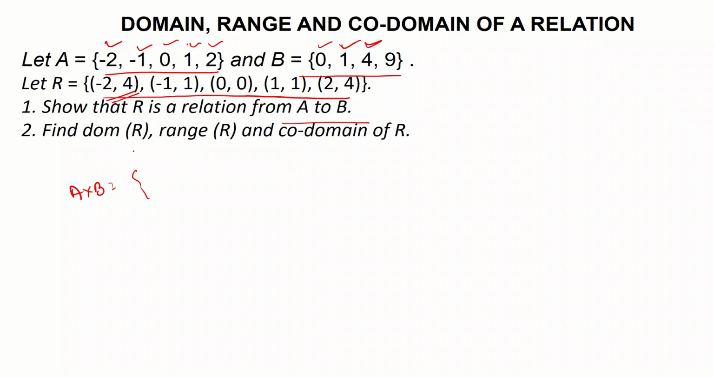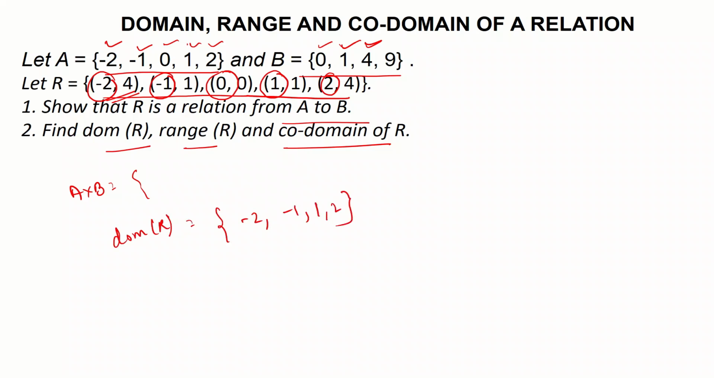Now we have to find out the domain, range and codomain of R. Okay, so let me define what a domain is. Domain is the set of all these first numbers that you find in these pairs. This is the domain of R. You forget about A and B now. You have an R, you take only the first elements that are there. So the domain of R are only the first elements of ordered pairs. So minus 2, minus 1, 1 and 2. This is the domain of R.